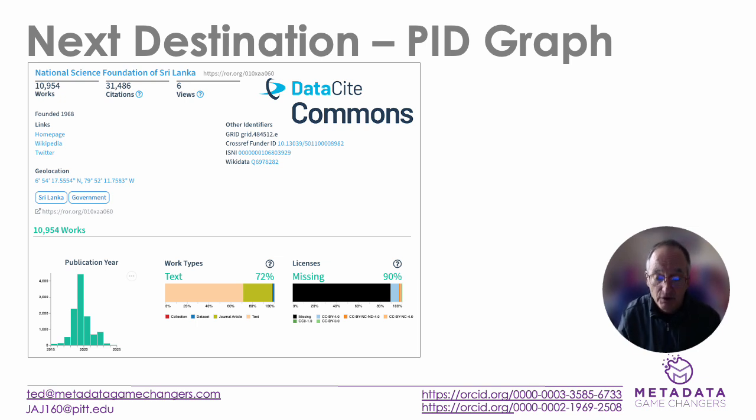So it's a different data journey, yet another complex data journey. And in this case, this is the Commons page for the National Science Foundation of Sri Lanka, which shows almost 11,000 works. And the National Science Foundation of Sri Lanka, as we'll see in a minute, is interesting because its acronym is NSF.